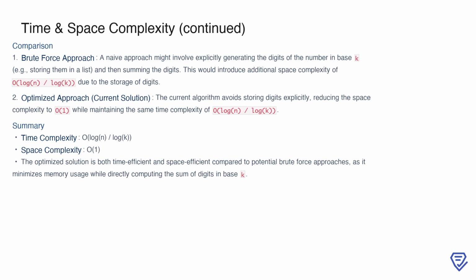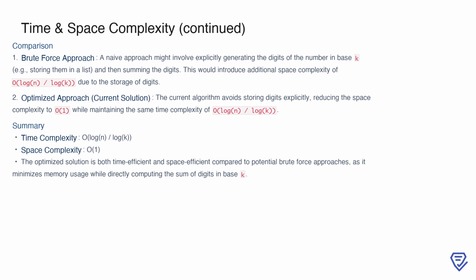While this approach works, it introduces additional space complexity of O(log n / log k), since the digits need to be stored explicitly. In contrast, the current algorithm avoids this by directly calculating the sum of digits without creating additional storage. This optimization reduces the space complexity to O(1), while maintaining the same time complexity of O(log n / log k).